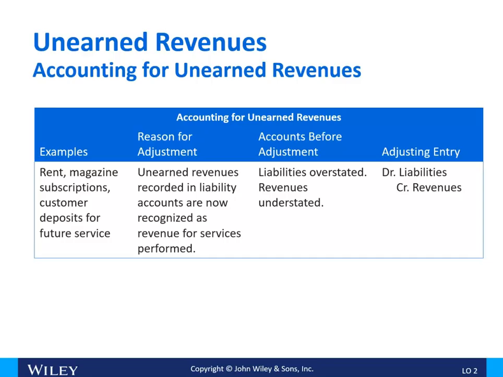Accounting for unearned revenues. Again, examples: rent, magazine subscriptions, customer deposits for future service. The reason we do the adjustment: unearned revenues recorded in a liability account are now recognized as revenue for services performed. Before the adjusting entry, liabilities are overstated and the revenues are understated. So we've completed a performance obligation but haven't recognized the revenue. So our revenues are understated. We need to record that. And the adjusting entry is to debit liabilities, the unearned service revenue, and credit the revenues.